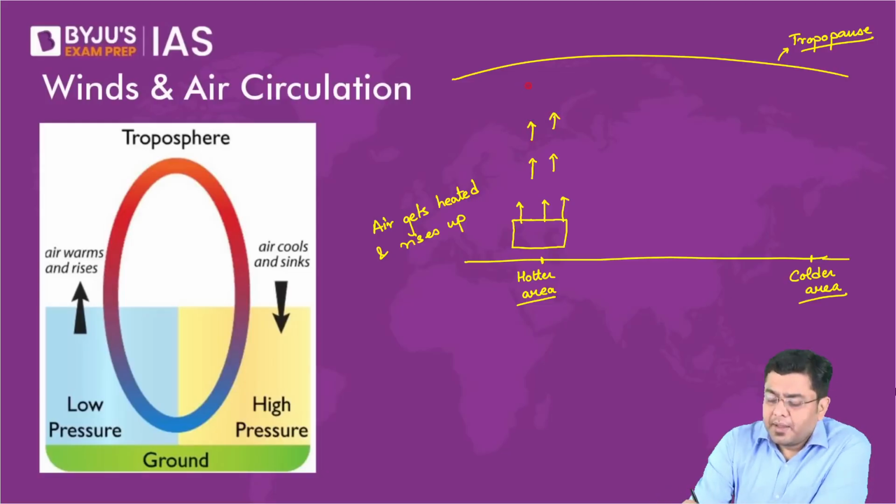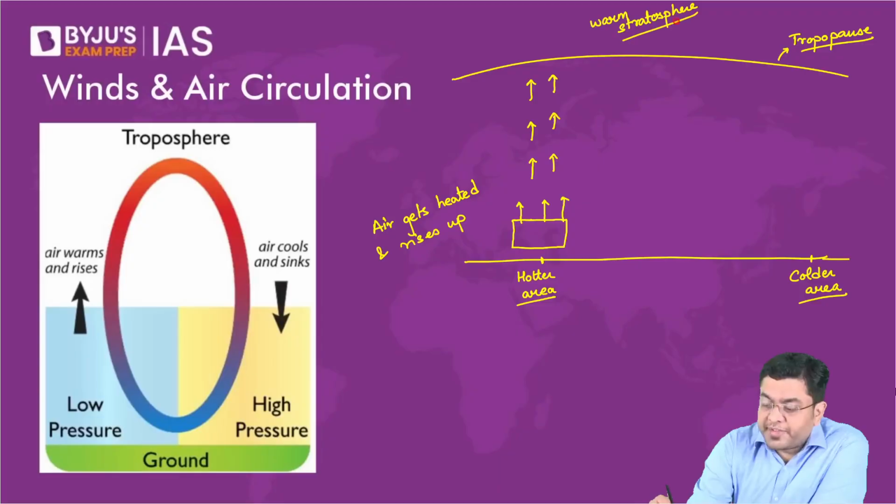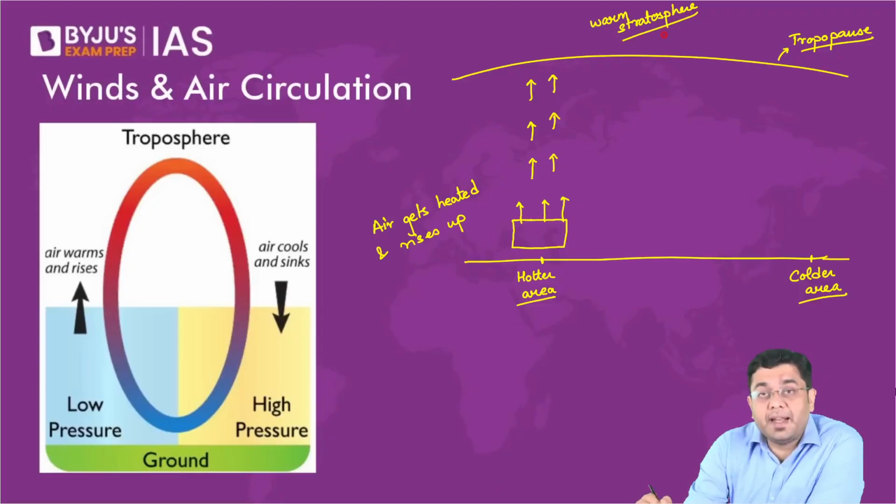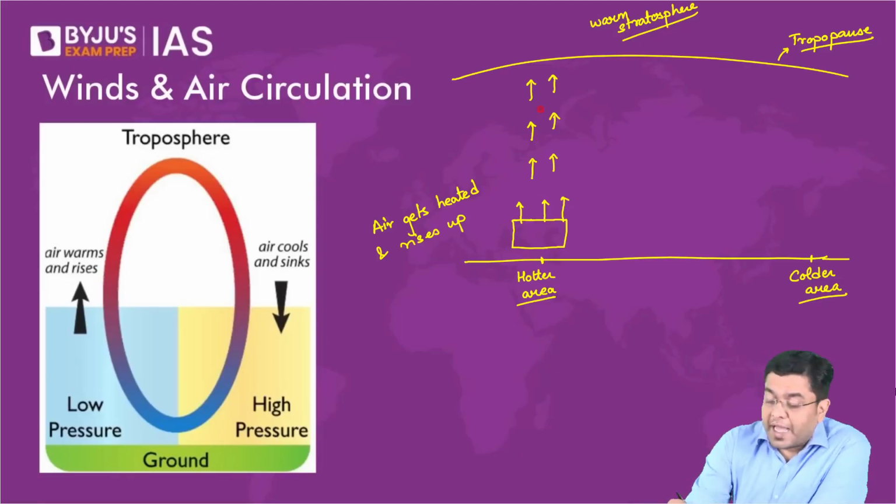At max, in the majority of the cases, it will be able to rise only up till the tropopause. Why? Because beyond the tropopause, you have the warm stratosphere. So the surrounding is warmer. So the air in the surrounding, in this case the stratosphere, will be slightly lighter in itself. So that is why this air which has been rising will not reach the level of the stratosphere.